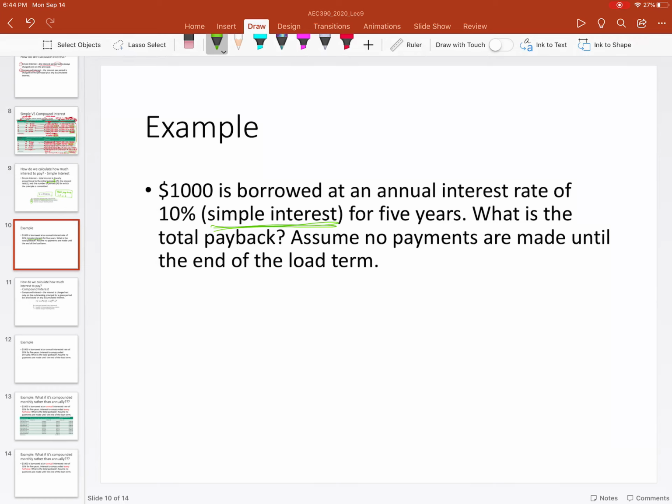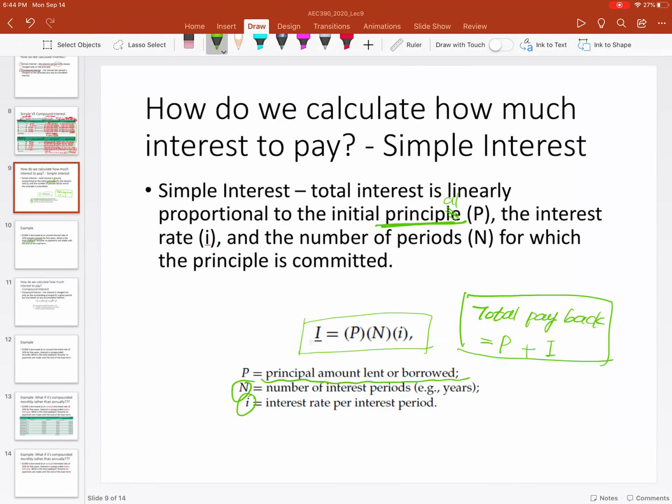For how many years? For 5 years. And so what is the total payback? Okay, total payback, that's the answer. To know that, you need to calculate the total interest, the capital I, and then you calculate the total payback. So first, let's just copy this equation.